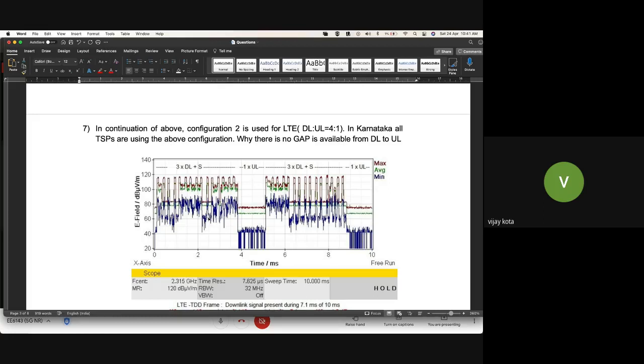Left axis is electric field. Normally we can measure either power density or electric field for measurement. I don't think it's transmitting. This is a base station, and a base station is not transmitting anything here in the uplink. Maybe it is receiving, sir. It is TDD, so it's receiving. So this is the receiving signal, the blue one. Yes, sir.